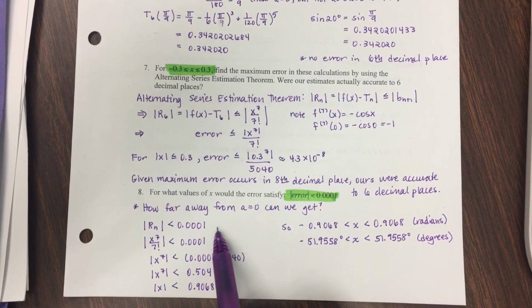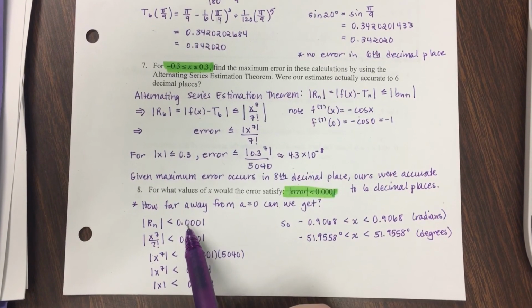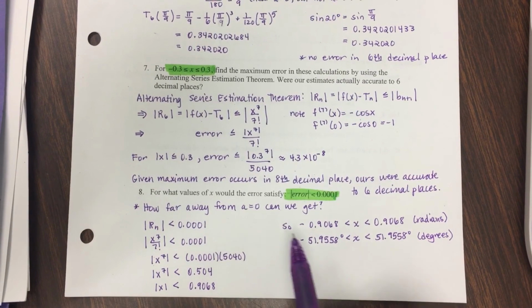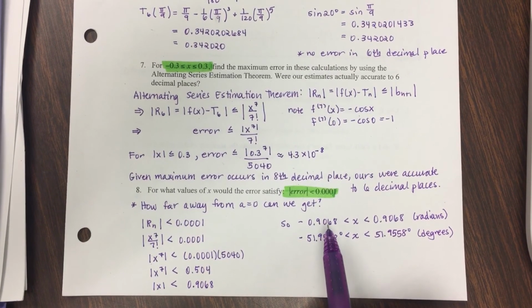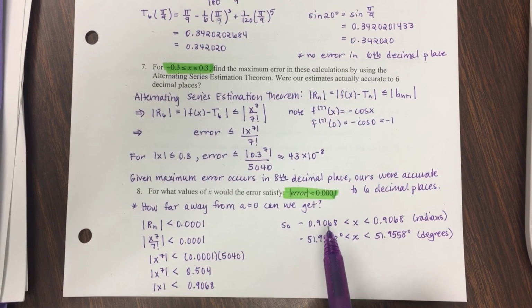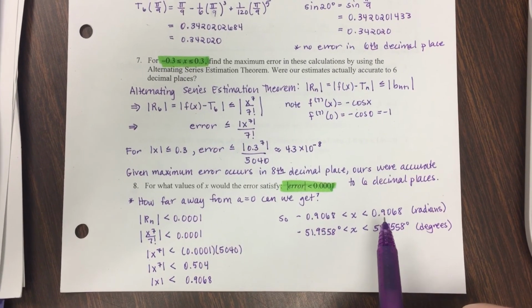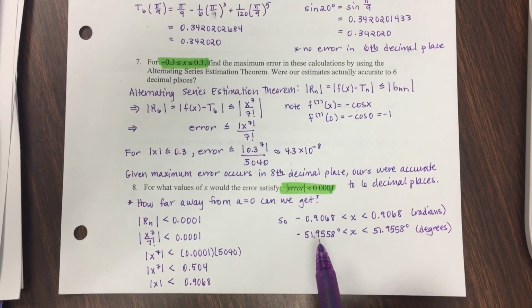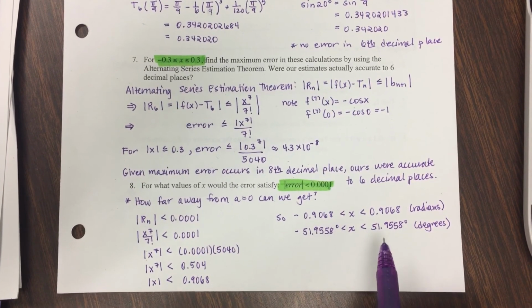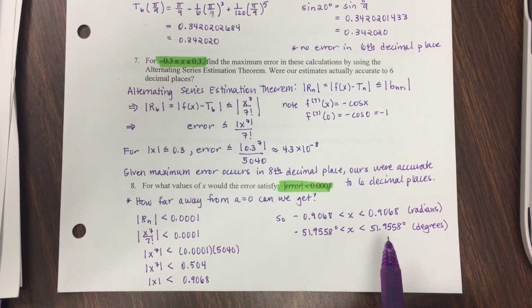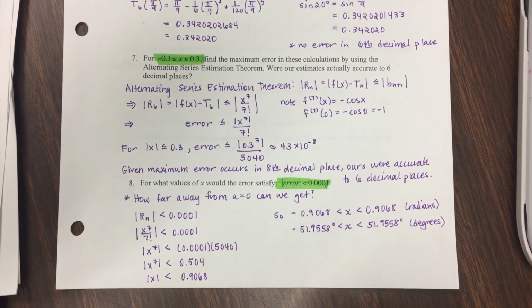We're not asking about the 6th decimal place, we're asking about the 4th. So what this is saying is that if we need accuracy to the 4th decimal place, then in radians we could go as far as negative 0.9068 in both directions in radians, or if you convert that to degrees, to about negative 51.9558 degrees and 51.9558 degrees to the right, and we would have accuracy over there to the 4th decimal place.